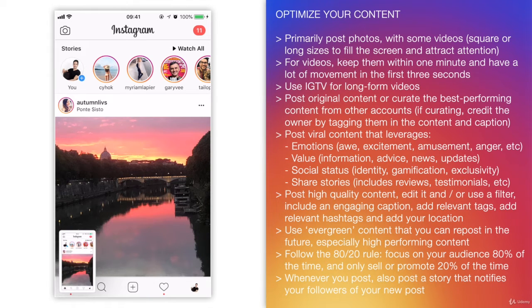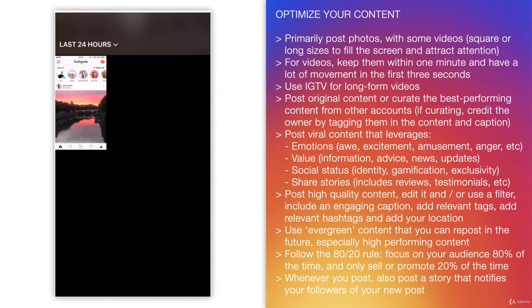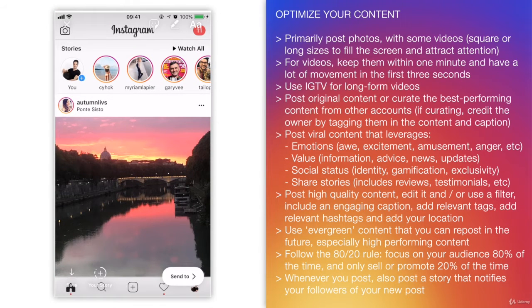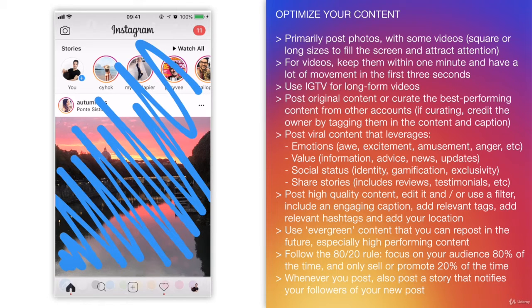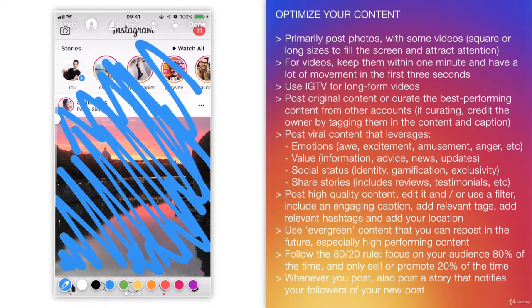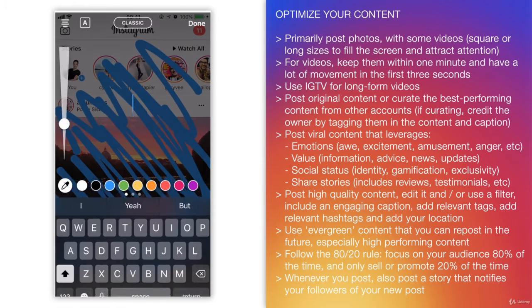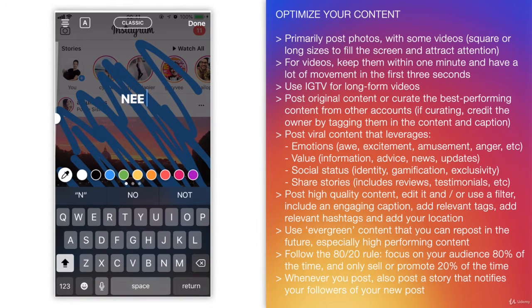I can take a screenshot of that, and then I can go to my story at the top, and I can upload that screenshot. And then I can even do something as silly as go like this to blur it out. Then I can go to the top and press done there, and then add some text and say new post is live.